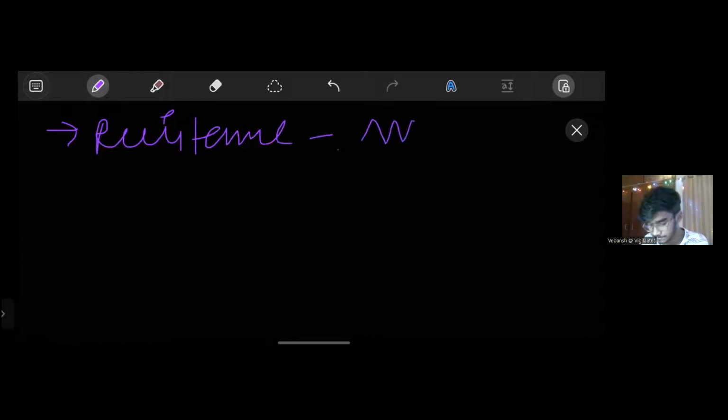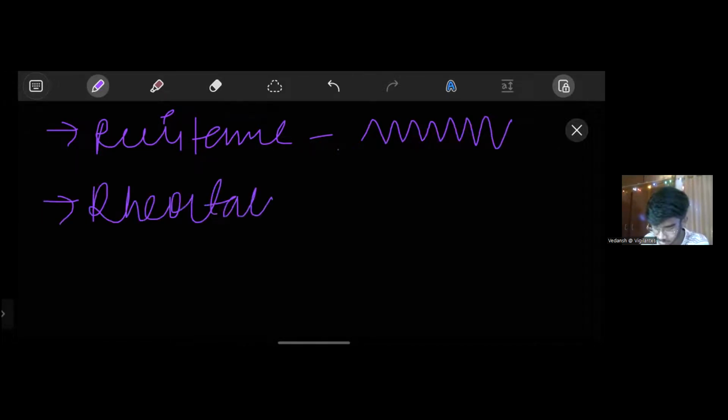Cool. Now, I told you about that. Now, we have resistances. Resistances look like this, whereas rheostats look like this.